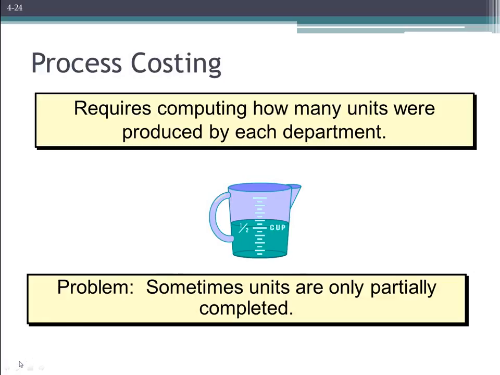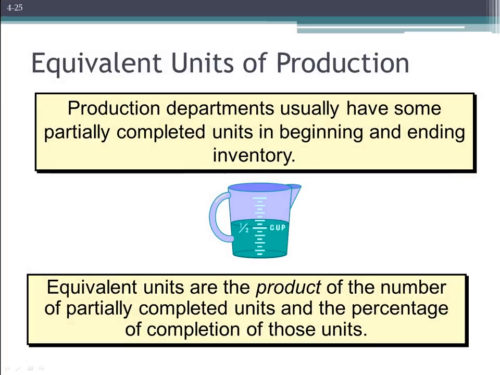So that's the flow of the cost going through the accounts. But now let's work on how we actually determine the amount of overhead to apply to all of the units of production, and specifically to the departments. So process costing requires computing how many units have been produced by each department during a period. And the problem is, of course, sometimes units are only going to be partially completed by each department. So we need to come up with what's called equivalent units of production.